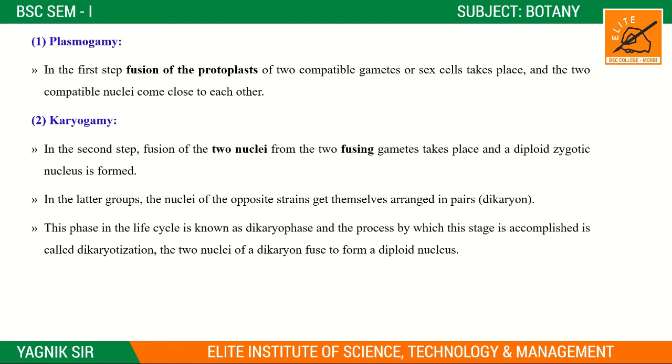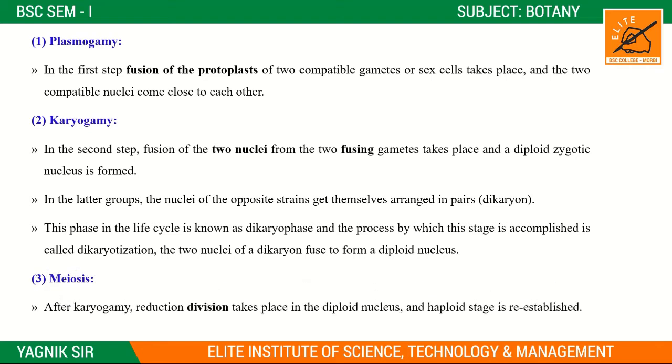That's why this phase is known as the dikaryophase, and this stage is accomplished by dikaryotization, right? In this process two nuclei are fused and form a diploid nucleus, that means a 2N nucleus. Then the third phase is meiosis. Now this diploid nucleus divides and forms many cells. After karyogamy, reduction division takes place in the diploid nucleus, and the haploid stage is re-established.